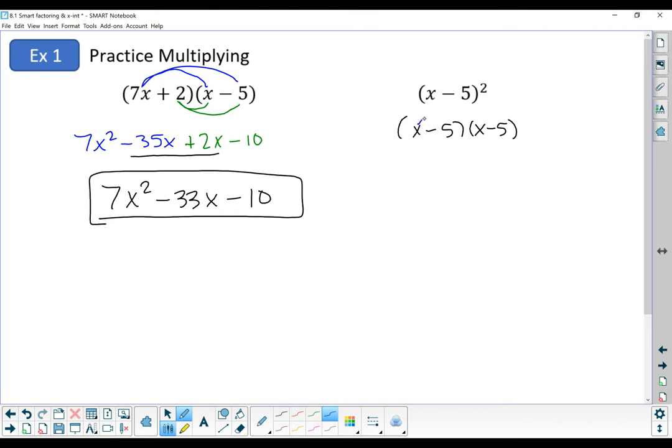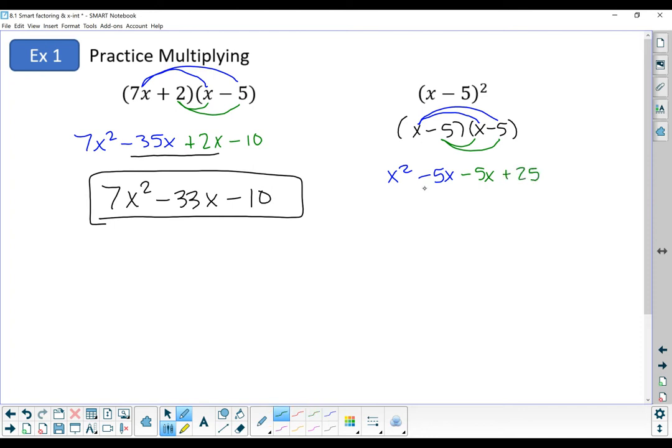And we're going to start by distributing the x. So that gives us x squared minus 5x. And now we're going to distribute this negative 5. So that's a negative 5x when we multiply it together, and negative 5 multiplied by negative 5 is 25.